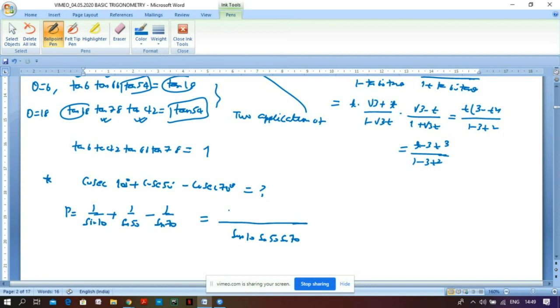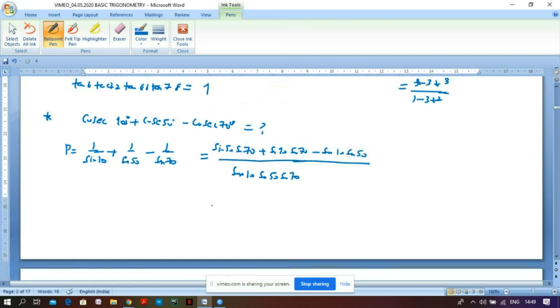And in the numerator, you have got first term sine 50 sine 70, plus sine 10 sine 70, minus sine 10 sine 50. So these are the terms. Once you get that, look at this one, sine 10, sine 50, sine 70. We have got a similar result, which I will write here in the background, and let me use the color green. So we have got one similar result, that sine theta, sine 60 minus theta, and sine 60 plus theta is 1 over 4 sine 3 theta.